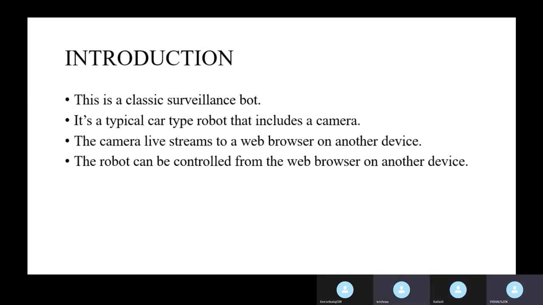Introduction. We are doing a classic surveillance bot, which is typically a car type robot, and we have incorporated a camera. The camera live streams to a web browser on another device, and we can control the robot from the web browser on another device.